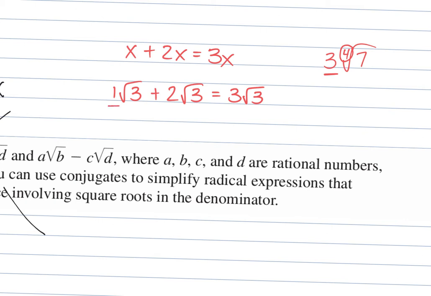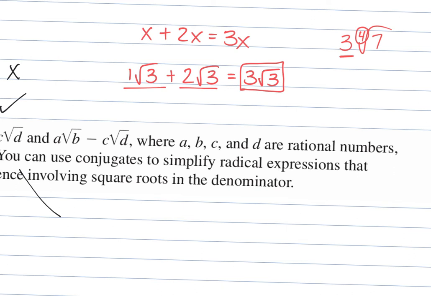So if you have 1 square root of 3 and 2 square roots of 3, you add them together, you get 3 square roots of 3. Do you guys see that? Okay, let's do one more. Let's say we had 3 square root of 5 minus 2 square root of 5. It would equal 1 square root of 5, which you guys know you can rewrite as just the square root of 5. Yes? Okay, one more.